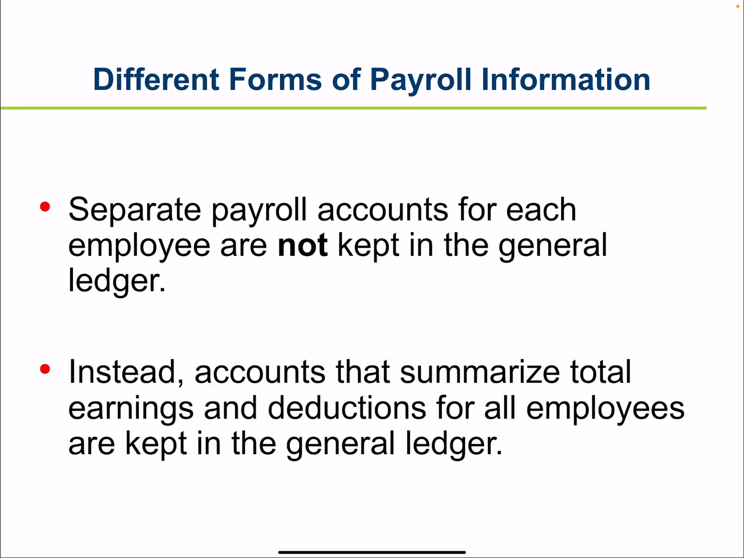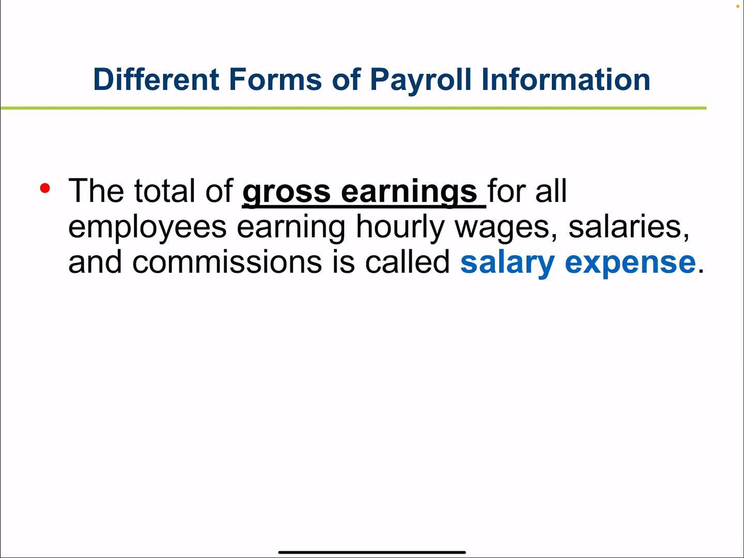Instead, accounts that summarize total earnings and deductions for all employees are kept in the general ledger. So when we start working with our journalizing and posting, we're talking about the entire payroll, not individual employees. The total of gross earnings for all employees earning hourly wages, salary, and commissions is called a salary expense. So it is an expense for your business to pay their salary.